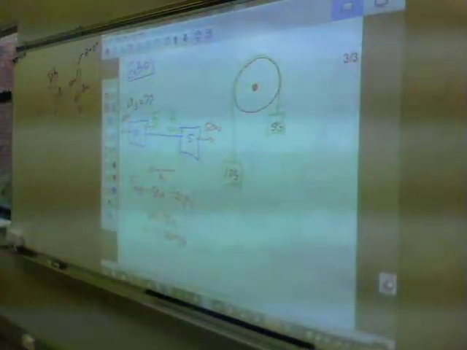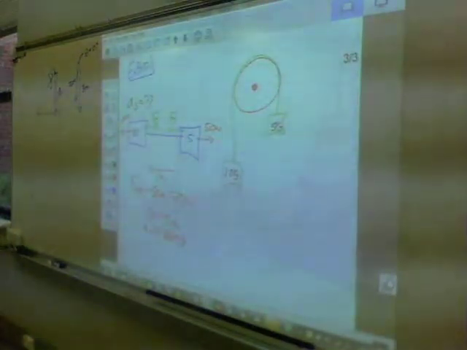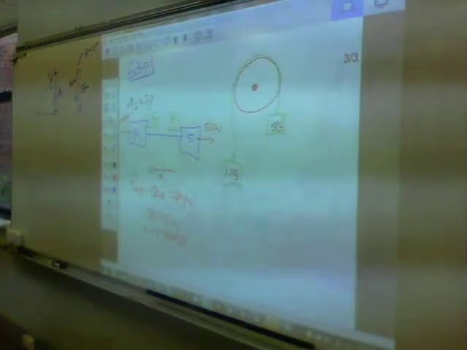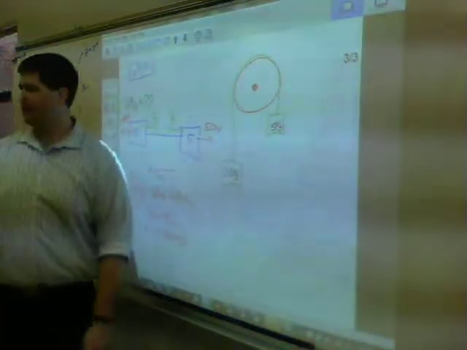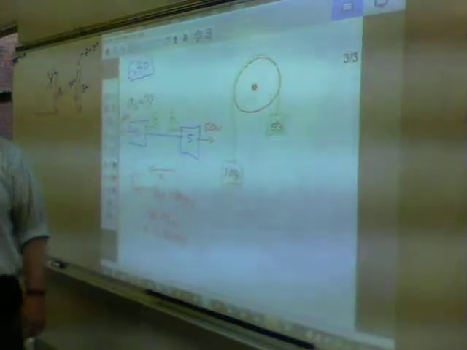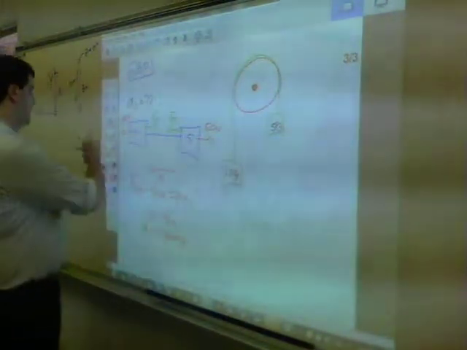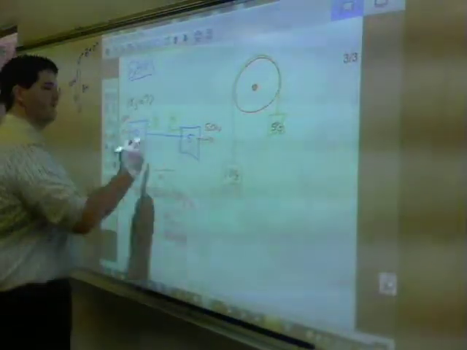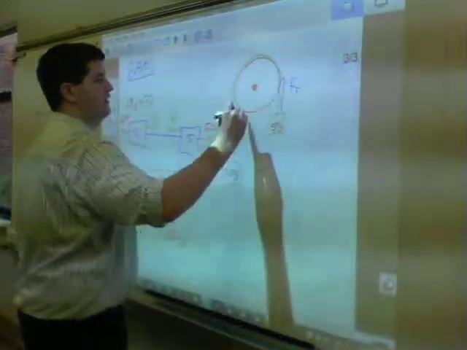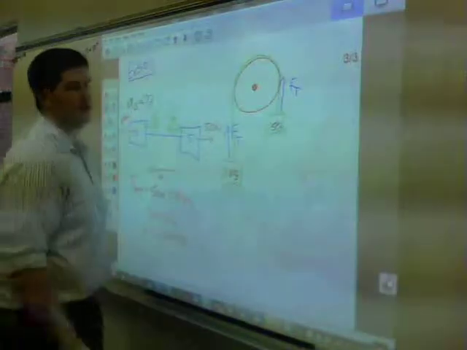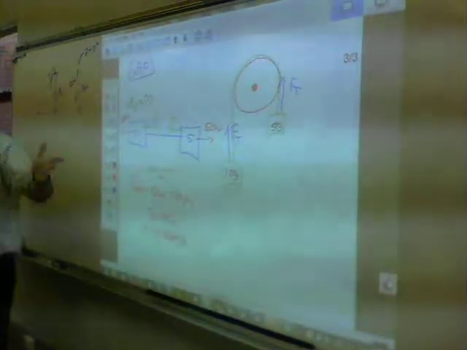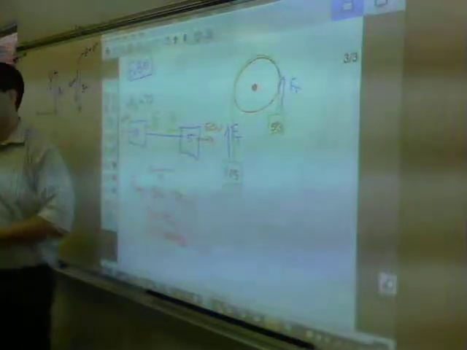Any questions on this? Now that we know that, how can we get the tension in here? Which tension are you finding? There's only one tension though. Are you finding this tension, or this tension? They're the same. What that means, guys, is you can pick either block. It doesn't matter. As long as you pick one, you can solve for it that way.